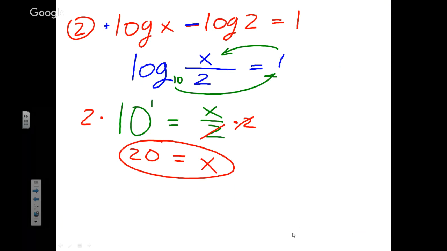So we have logs. We got to get them as one log and then translate. A lot of people are kind of getting stuck on this translate part as far as remembering that that's what we got to do. The whole reason we make it into one log is so that we can then do that.